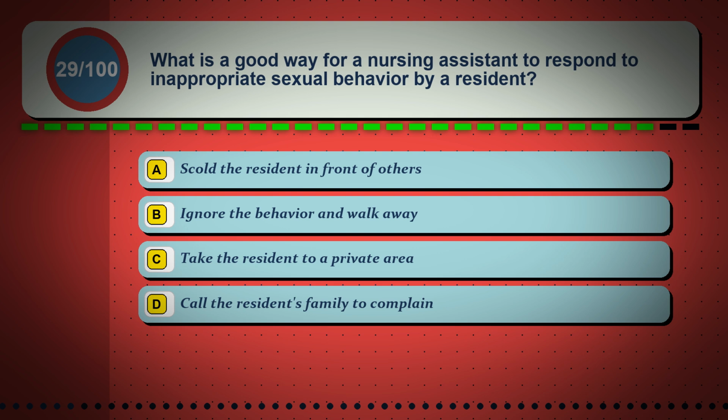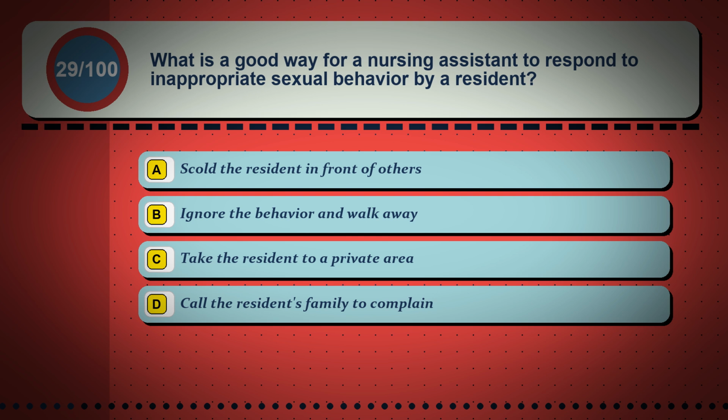Question 29. What is a good way for a nursing assistant to respond to inappropriate sexual behavior by a resident? Option A, scold the resident in front of others. Option B, ignore the behavior and walk away. Option C, take the resident to a private area. Option D, call the resident's family to complain.